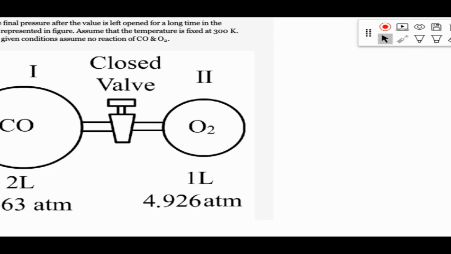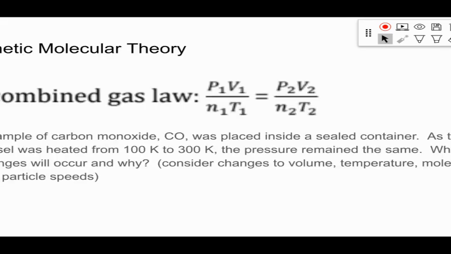So in this problem, what we're going to have to do first, because it's wanting to know the final pressure, is we are going to have to figure out what the pressure is individually of carbon monoxide and oxygen before we can figure out what the total pressure is after we combine them. So we're going to be going back to this combined gas law. In the combined gas law, there's two sets of variables. The ones are your initial conditions, the twos are your final conditions.